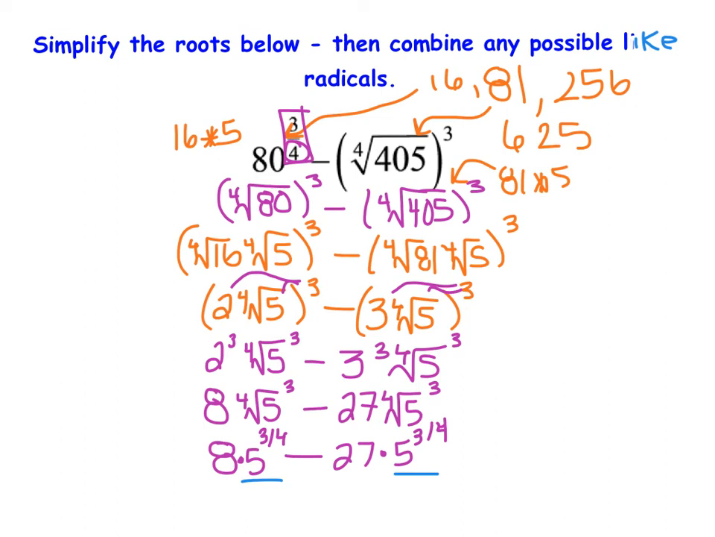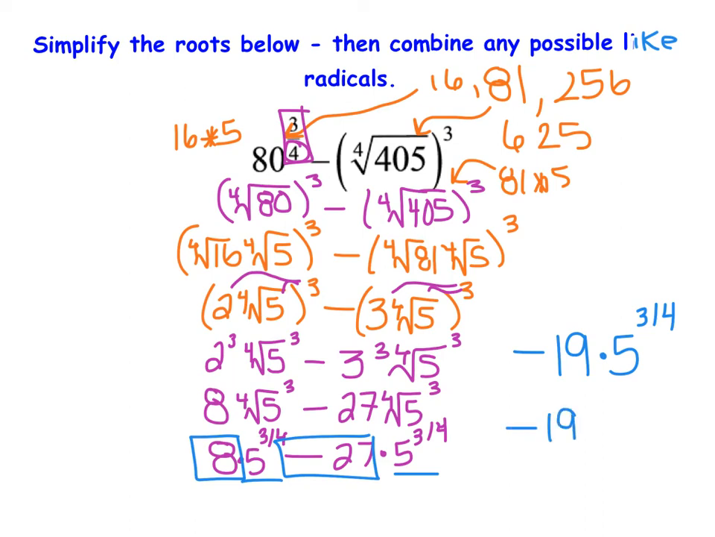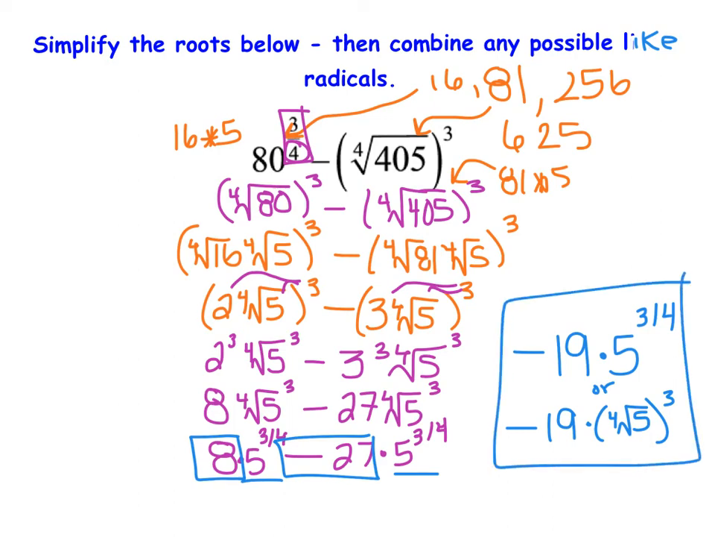So here what we can do is we can combine our coefficients. So this becomes 8, this becomes negative 27. If we combine those together, we end up with negative 19 times 5 to the power of 3/4. Now if you do like to keep the radicals in the problem, you could also leave this as negative 19 and then have your root of 4th root of 5 to the power of 3. Either of these will work because they really represent the exact same thing.